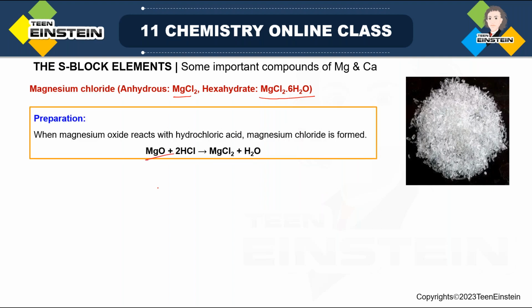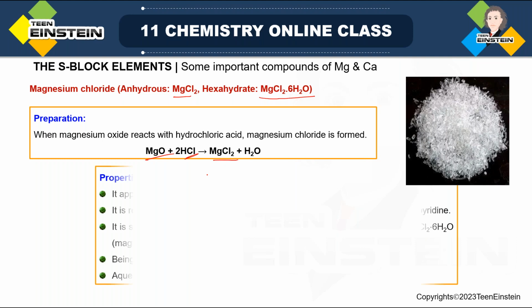We will start with MgO, that is magnesium oxide, which is the source of magnesium 2+, and for the chloride ion we will take hydrochloric acid. We get the salt magnesium chloride along with water.